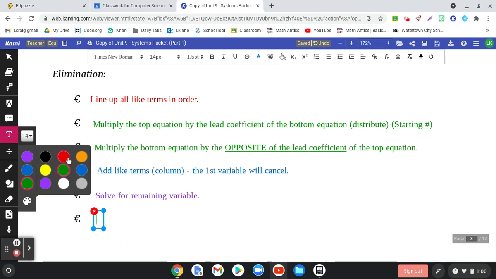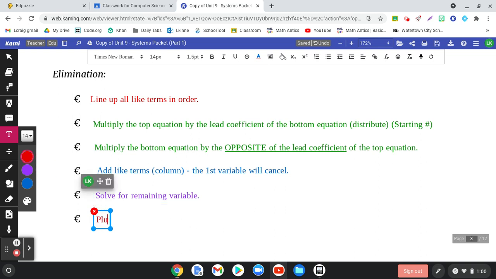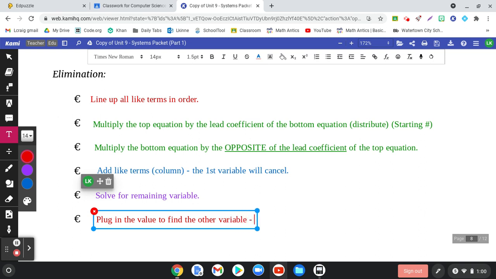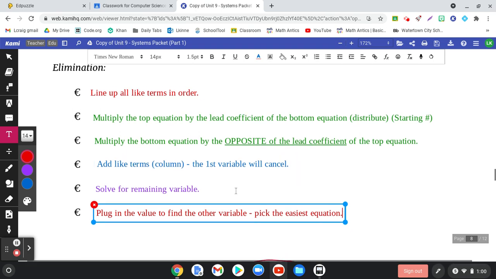Now let's change up the color here. I guess it doesn't really matter, does it? But we're going to plug in the value to find the other variable. Remember, it's easiest to pick or use the easier or easiest equation. You might be going, what is she even talking about? But let's talk about it.